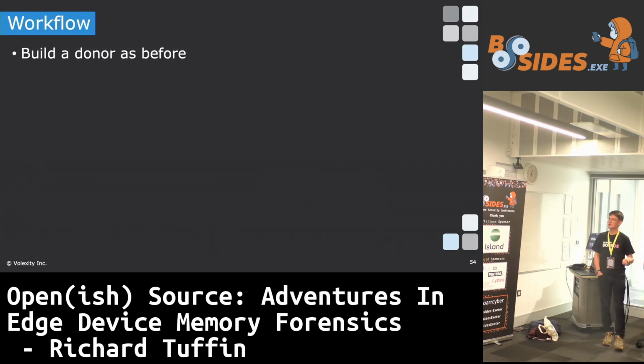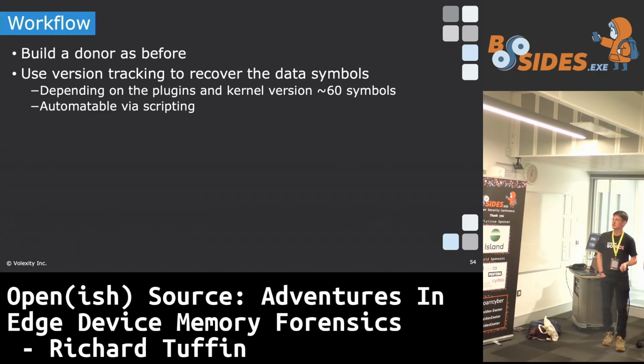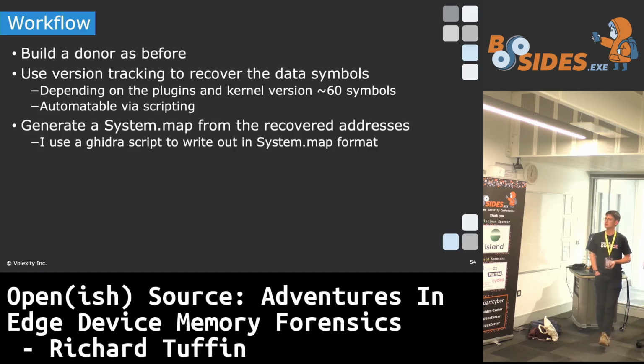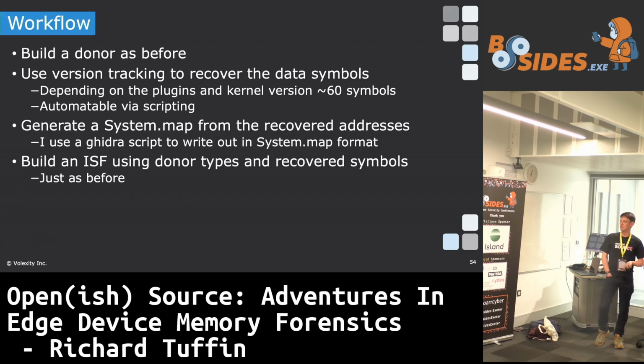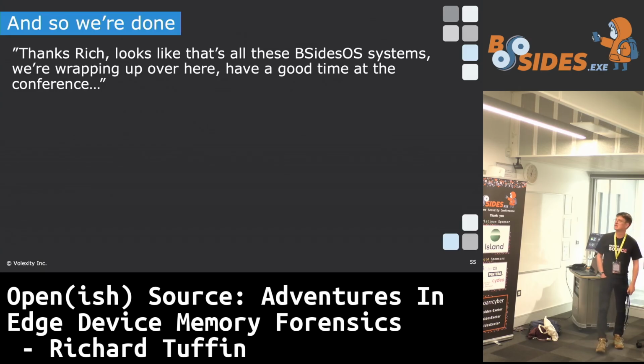So here's the workflow. We build a donor as before. We use version tracking to recover the data symbols. That is automatable via scripting. You can click through the GUI if you want, if you're learning, but you can script it all. You generate System.map from the recovered addresses. I just use a Ghidra script again to write out that really simple System.map format. Then exactly as we've done before, build a donor ISF, analyze, and we're good. Done our analysis, help save the world, go home.